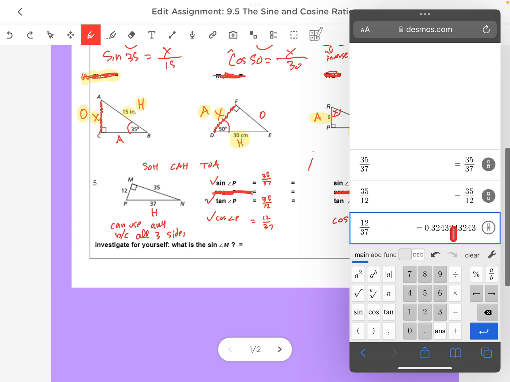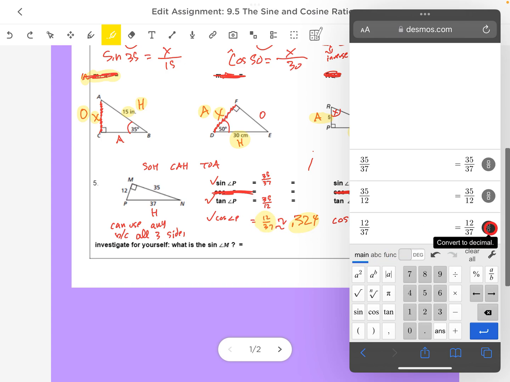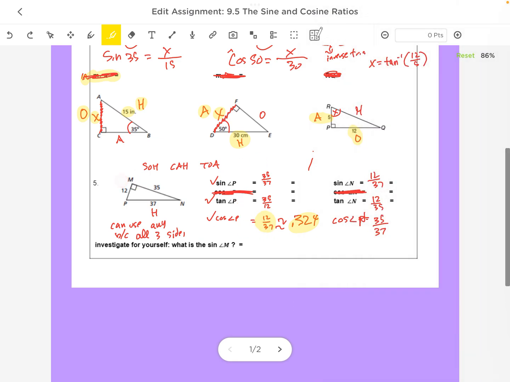So if they wanted a decimal answer for this, we could say it's approximately 0.324, right? So on any of these, we may have a fraction or it may have a decimal. We know that they are representing the same amount. Sometimes they'll ask us to reduce it. We want to see if it reduces. No, it does not reduce. It's still going to be 12 over 37.